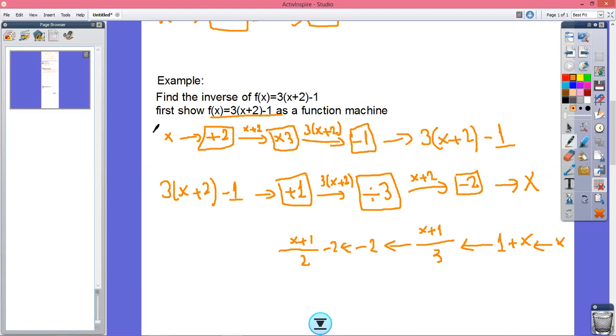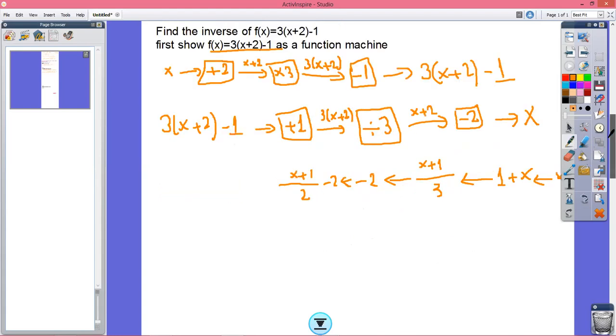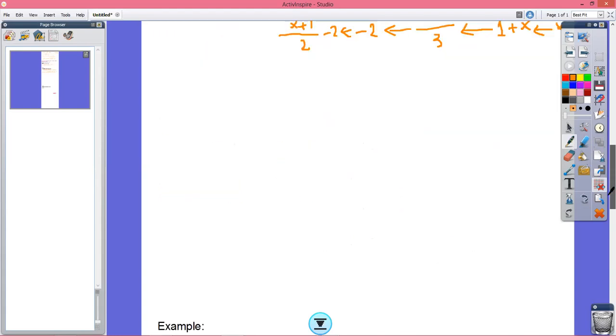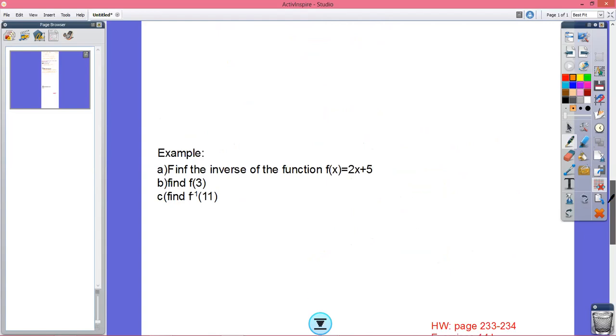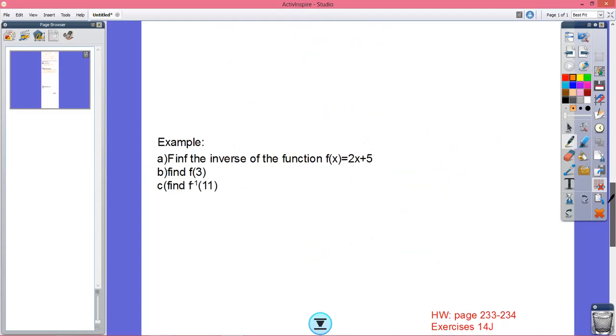Now here, finding the inverse with the function machine is a little bit hard. Now it's better to follow this one. Find the inverse of the function f of x is equal to 2x plus 5. Let's go from here. How are we going to find it the easy way? Now with the easy way, it will be like this one.